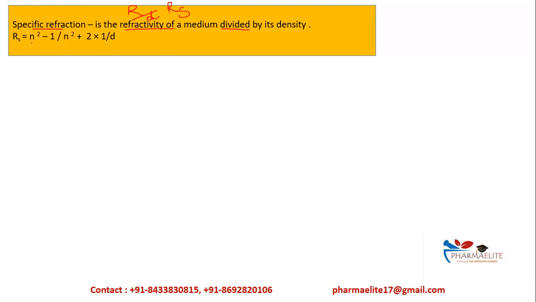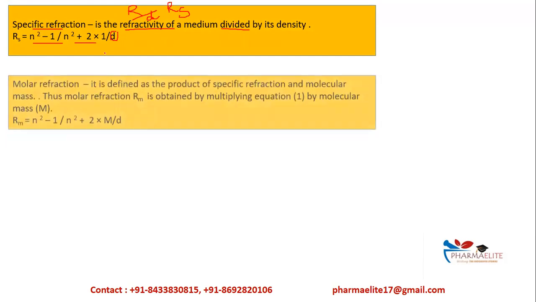So the formula is RS equals n square minus 1 upon n square plus 2 into 1 by d. This d means density, and this n is refractive index, that is your standard R which you get for a medium, that is molecular refraction. You take that value and you divide by density, you get specific refraction.